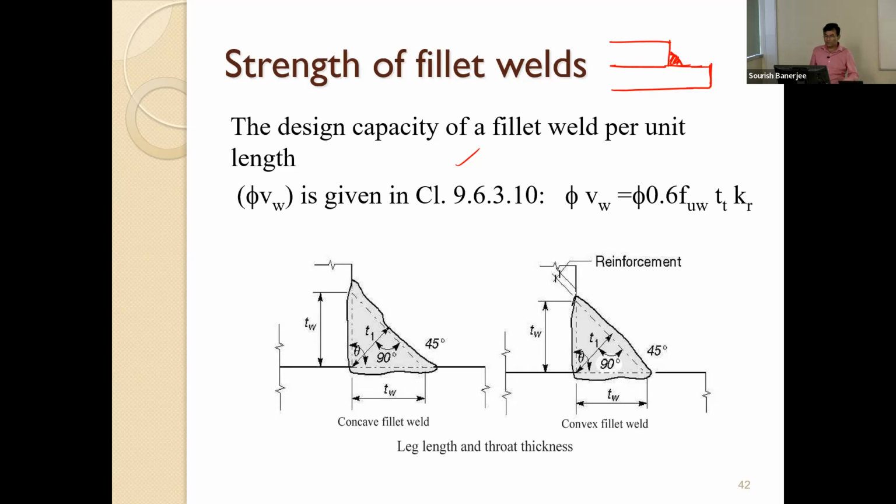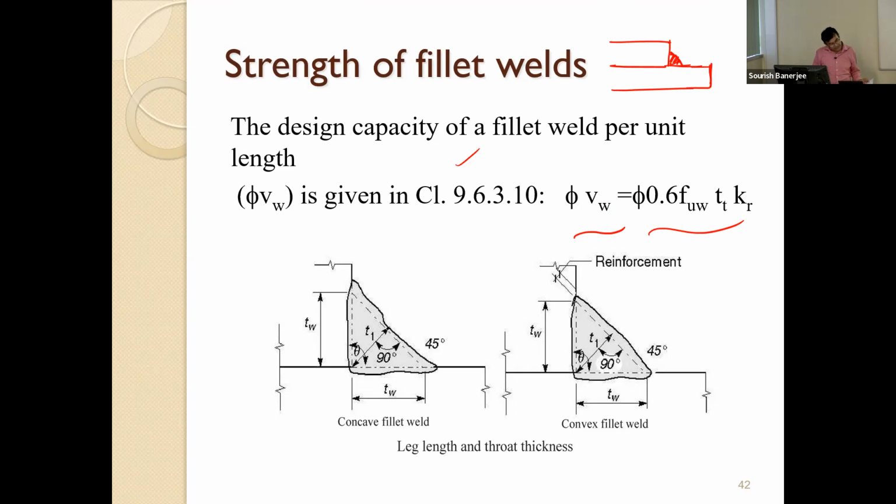Looking at this clause, it is φ times Vw. So what is your φ times Vw? This is the design force per unit length of the fillet weld. That's what we are looking at. φ times Vw is given by this expression. So what are the parameters here? φ, of course, is the capacity reduction factor.